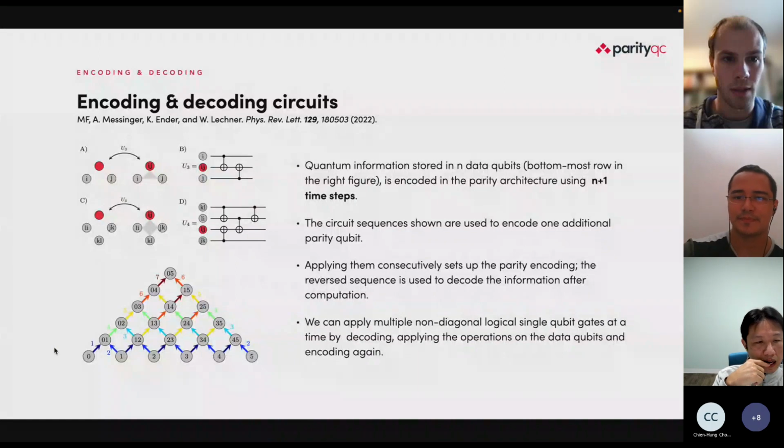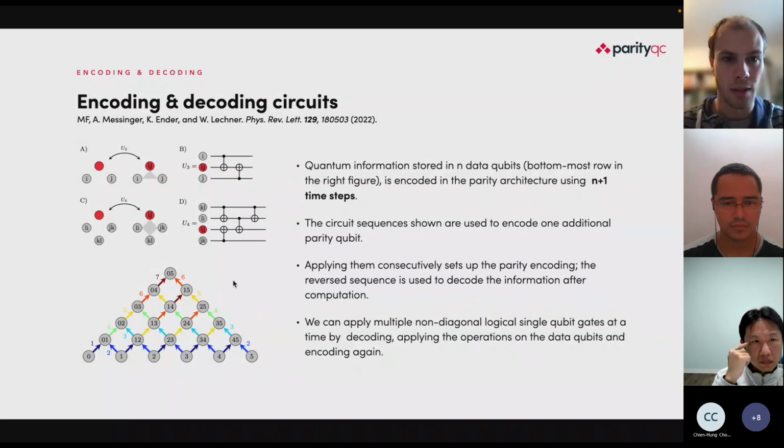Thank you. So usually at the very beginning of a quantum algorithm, you only have your information stored in these data qubits. But in order to apply all these operations in the LHZ architecture, we need the information distributed and entangled among all these parity qubits. And this encoding procedure allows us to build that entanglement up. And on the other hand, at the very end, to read out, I will have to collapse the whole thing and decode again.